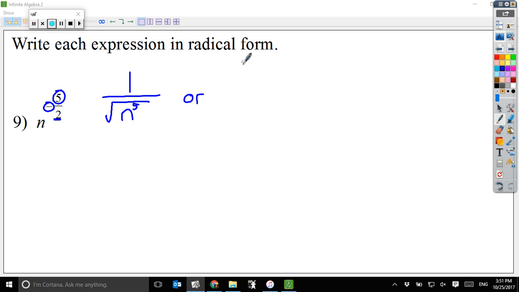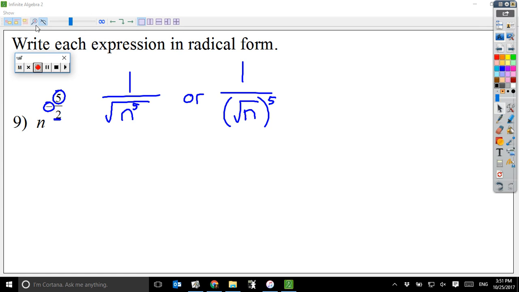or I could have written it like this. I could have the square root of n, put it in parentheses, and put the 5 like that. Either one is correct. It doesn't really matter which one. I'll look and see which way they put their answer. They put the 5 on the outside. Okay, so I can have the 5 on the inside of the radical or on the outside. Either way, doesn't matter.